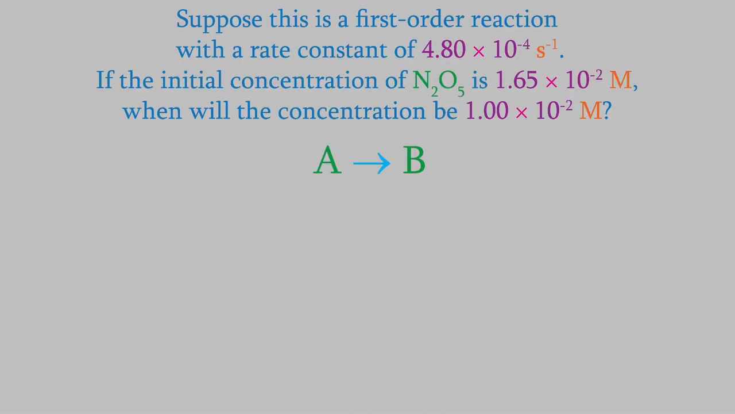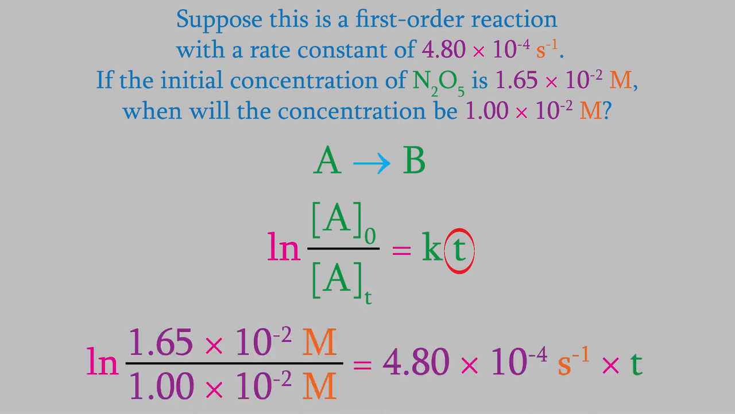Suppose we have this reaction, which is a first order reaction with a rate constant of 4.80 times 10 to the minus 4 seconds to the minus 1. The concentration of the reactant, dinitrogen pentoxide, starts out at 1.65 times 10 to the minus 2 molar. How long will it take for the concentration to decrease to 1.00 times 10 to the minus 2? We have this equation for first order reactions. We're looking for t, the time the reaction will take, and we have everything else we need for the concentration. We'll plug our values into the equation.